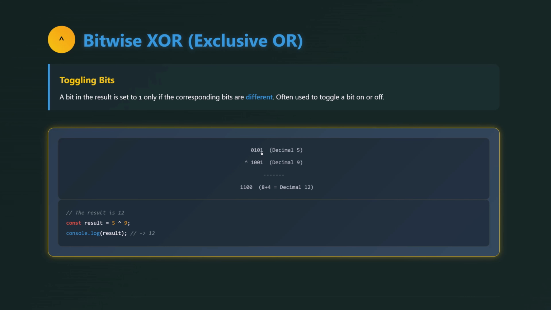First column, the rightmost, 1 XOR 1 results in 0 because the bits are the same. Second column, 0 XOR 0 results in 0 because the bits are the same again. The third column, 1 XOR 0, results in 1 because the bits are different. And fourth column, 0 XOR 1, results in 1 because the bits are different. The resulting binary is 1100. To convert this back to a decimal number, you add the place values where 1 appears: 8 plus 4, which equals 12.